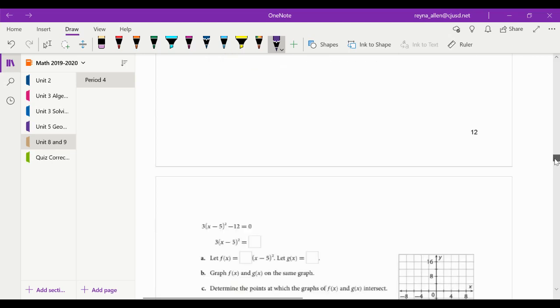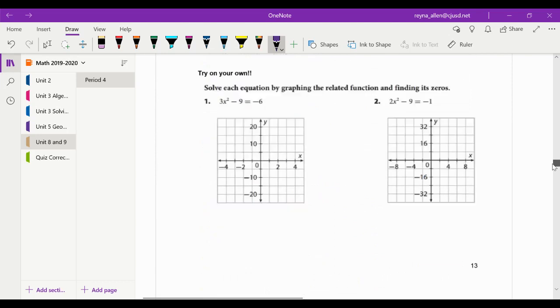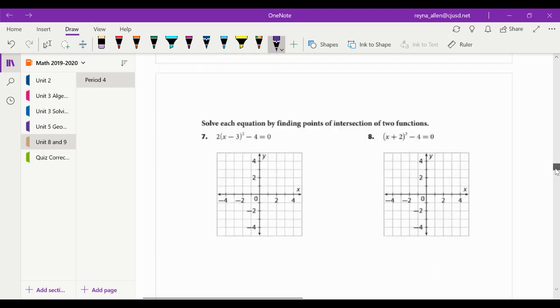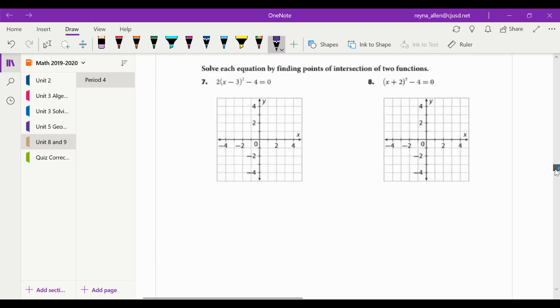Oh, it's right here. Try this on your own. Same thing. This is a parabola. This one is a horizontal line. They're two different graphs. And then wherever they cross, that's your answer. More practice. This one, they want you to add 4 to both sides.